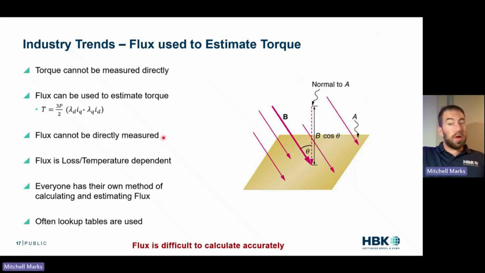So flux cannot be measured directly, not in a motor, not really effectively. And flux is loss and temperature dependent. So it makes it quite difficult to do in a vehicle without a lot of thermocouples, without a lot of knowledge of the states of the system. My other fun fact about flux is that everyone seems to have their own method of calculating and estimating flux, using different manipulations of the equations. And many times we're seeing lookup tables used. So flux is difficult to calculate accurately.